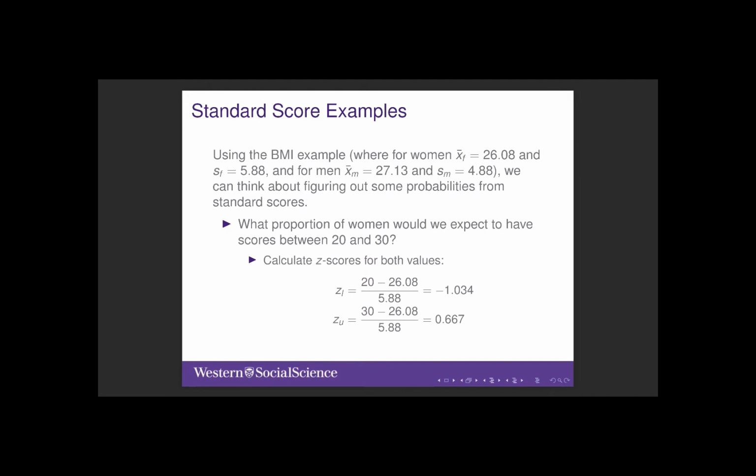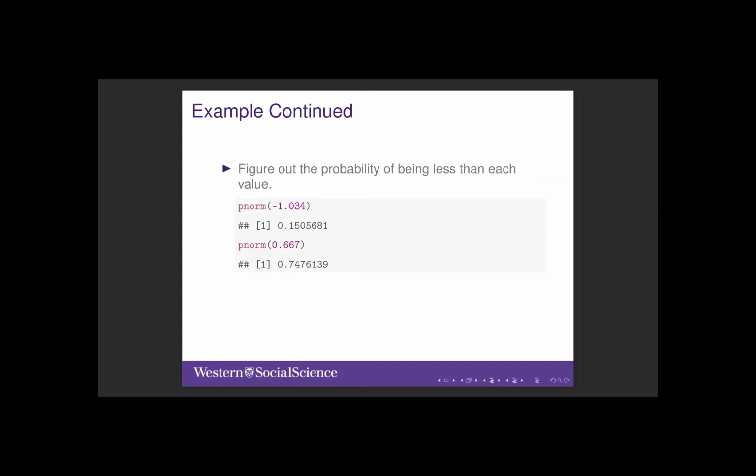The z-score for 20 is -1.034, and the z-score for 30 is 0.667. So 20 is just over 1 standard deviation below the mean, and 30 is about 2/3 of a standard deviation above the mean. We could use the computer to help us figure out the two probabilities. The output here is from R, which, as I've said before, we'll learn when we get together in September. What this tells us is about 15% of the observations in the normal distribution are below -1.034, and almost 75% of them are below 0.667.